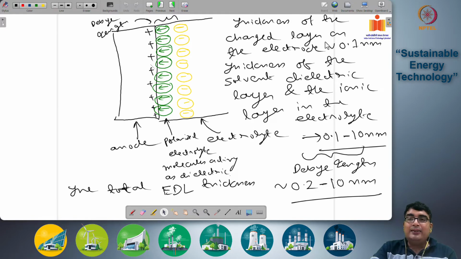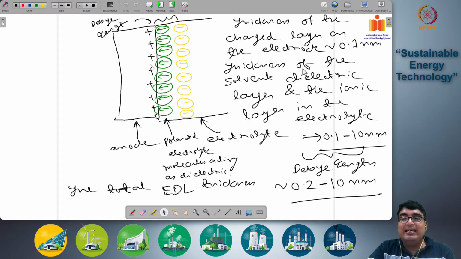Okay. Now the thickness of the charged layer, this charged layer and this charged layer, is around 0.1 nanometers. It's very thin. Nanometer is 10 to the power minus 9 meters. So this is 0.9 nanometer is the thickness of the charged layer on the electrode, this value, this layer here.